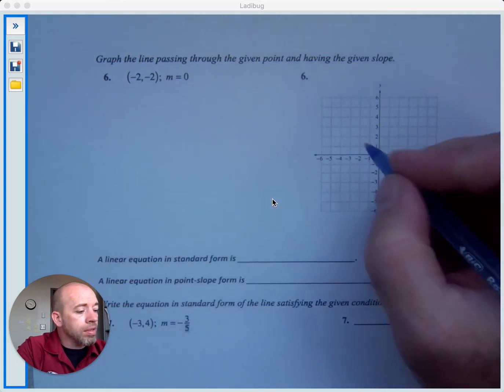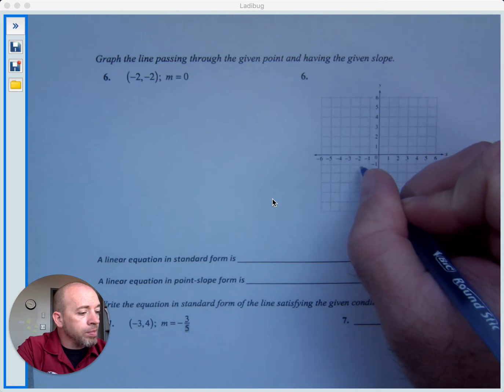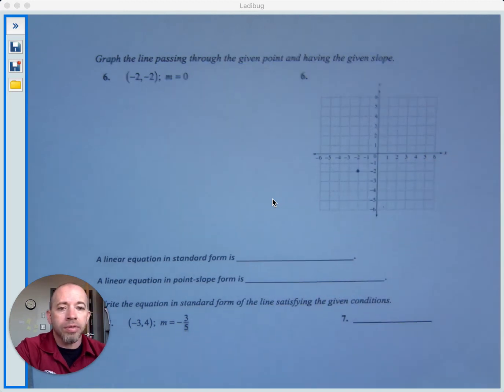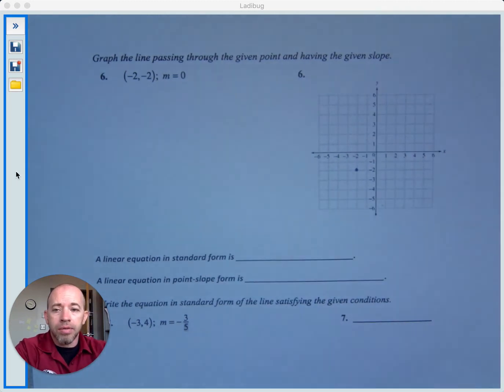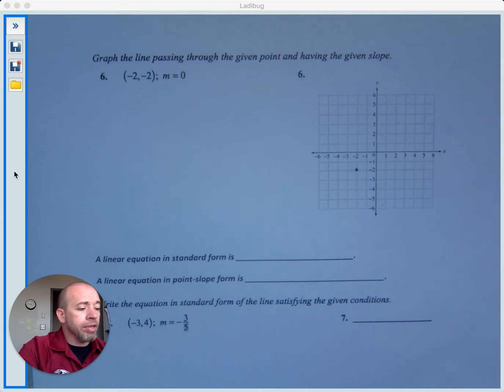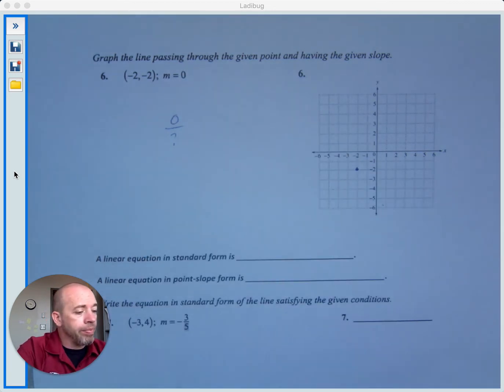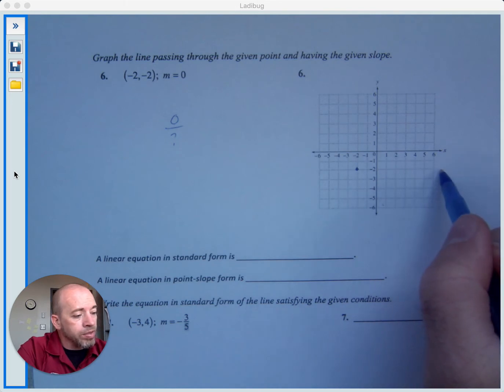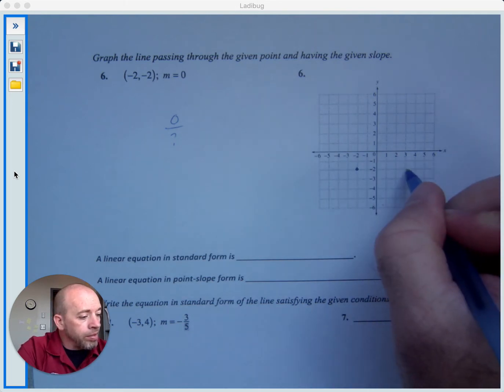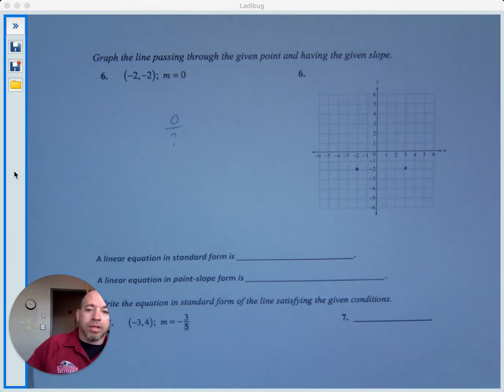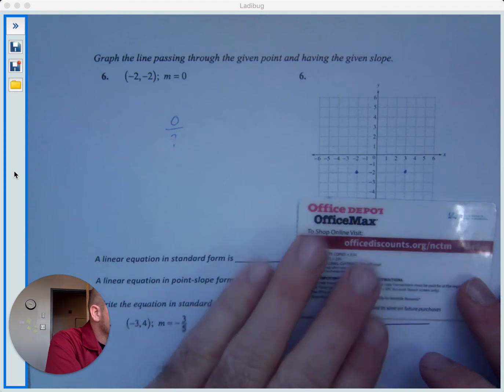Well, that's half the battle, having one point, right? So let's plot that point, (-2, -2). And then the slope is 0. So what does that mean? Hopefully you recognize that a slope of 0 means it's a horizontal line, right? We don't rise at all. We can think of this as 0 over whatever, and we can run however far we want, this way or this way. Maybe I'll run all the way out to here. Why not? And then we can connect those points, and that gives us our line.